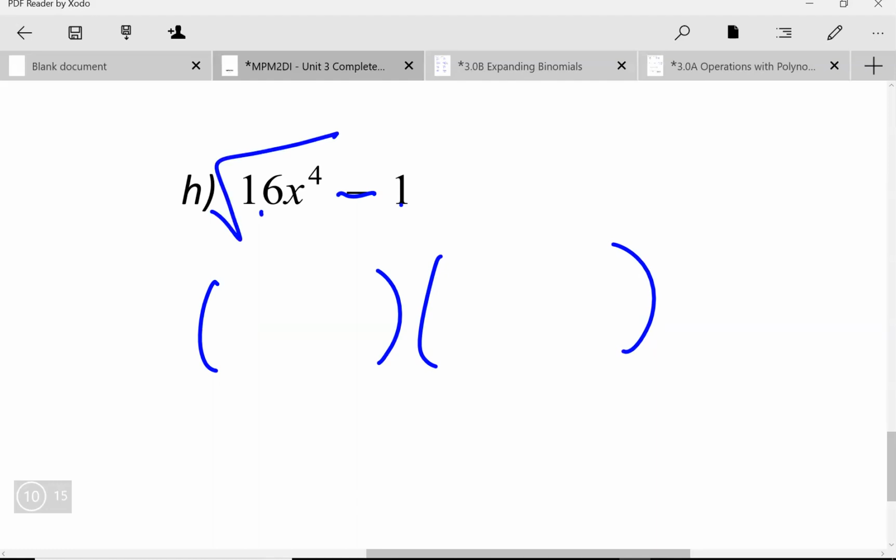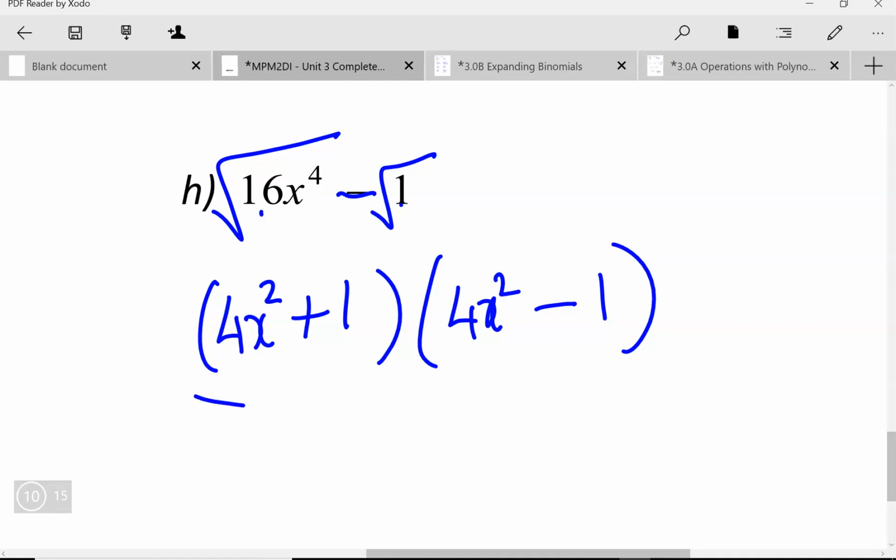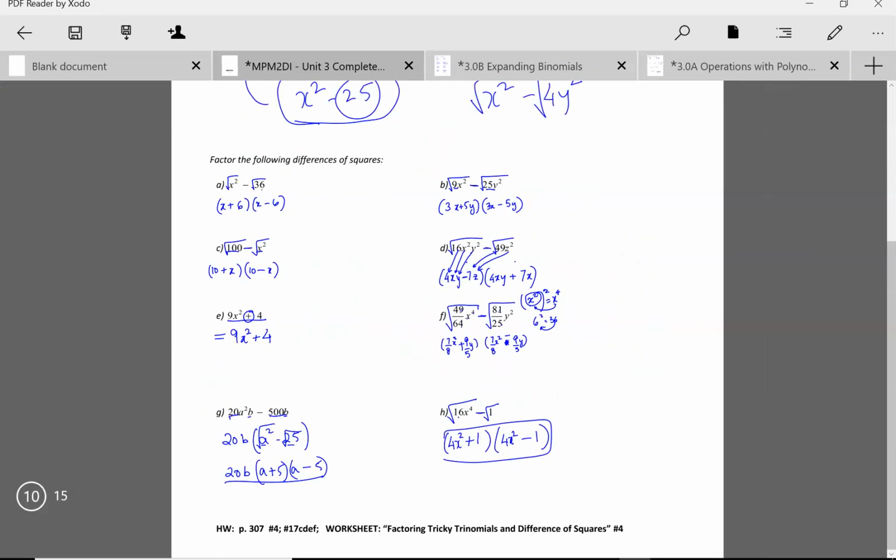Square root of 16x to the power of 4 is 4x squared. Square root of 1 is 1. So 4x squared plus 1, 4x squared minus 1. That is my final answer.